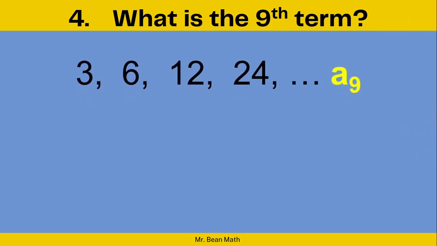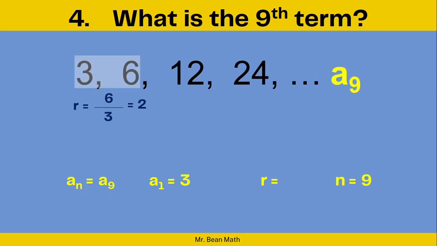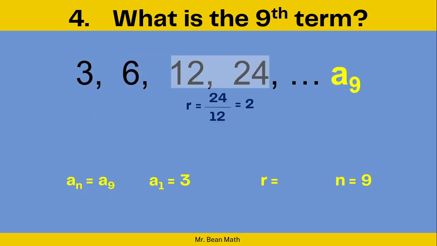Number 4. What is the 9th term of the sequence 3, 6, 12, 24, and so on? Where a sub n is equal to a sub 9, a sub 1 is equal to 3, and n is equal to 9. Now, let's find the common ratio. 6 divided by 3 is equal to 2, 12 divided by 6 is equal to 2, and 24 divided by 12 is equal to 2. So the common ratio is 2.